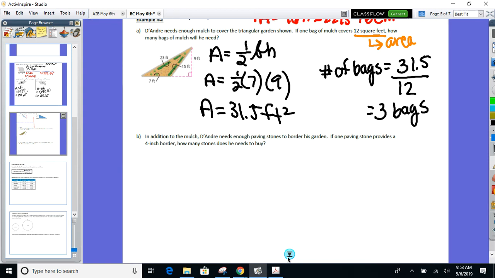Self-respect. That's what they'll say back to you. This guy's unbelievable. Now he's going to pave. All right, he's going to throw some stones around. So I don't need the area anymore. If I'm talking about the border, I'm talking about the perimeter.